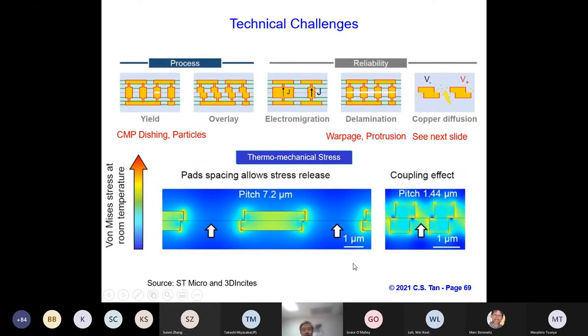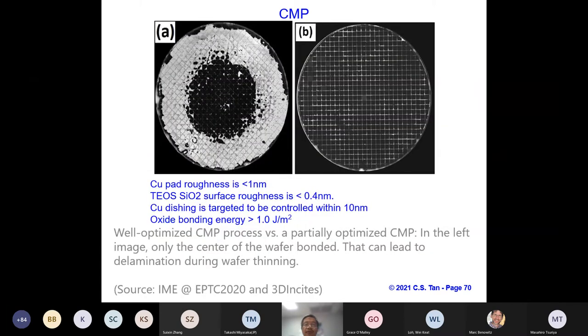Thermomechanical stress, as you can see here, especially when you try to go to smaller pitch, as you can see from this simulation data, the stress basically builds up, and that is going to cause you reliability issues, delamination, for example. You basically have to make sure that the oxide-to-oxide bond is strong enough for you to overcome this. So these are the considerations.